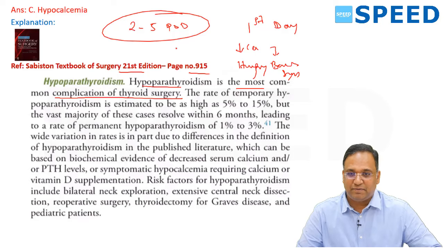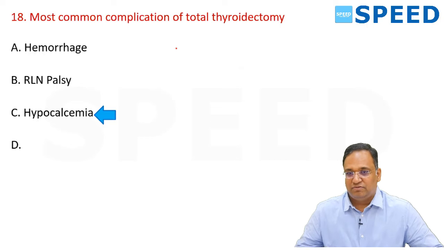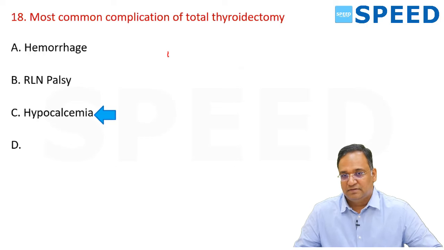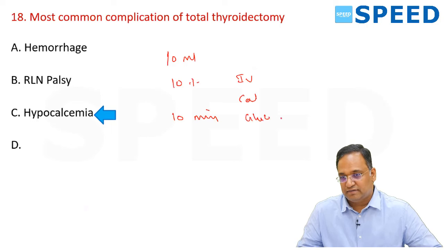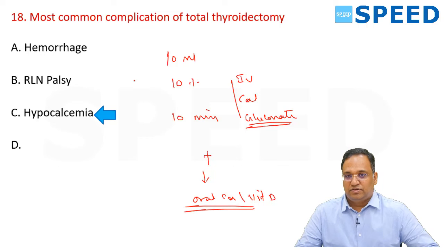So, what is the treatment for symptomatic hypocalcemia? We all know that 10 ml of 10% IV calcium gluconate has to be infused over 10 minutes, followed by oral calcium and vitamin D supplementation. So, the acute stage is stage 1 and then maintenance is stage 2.